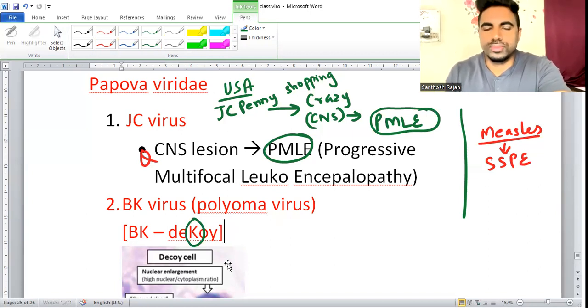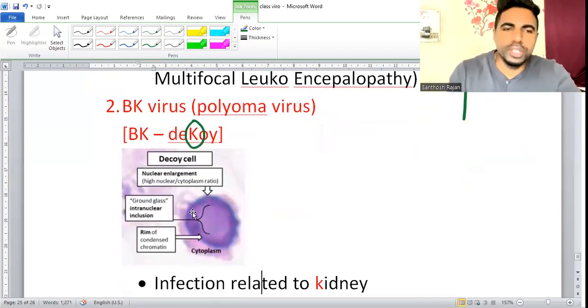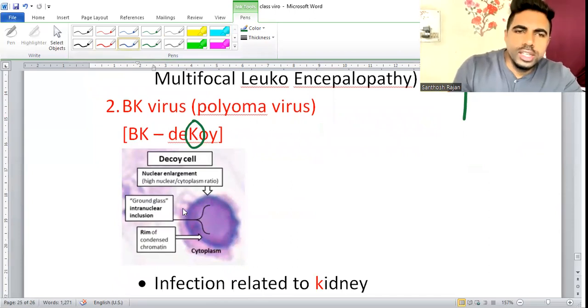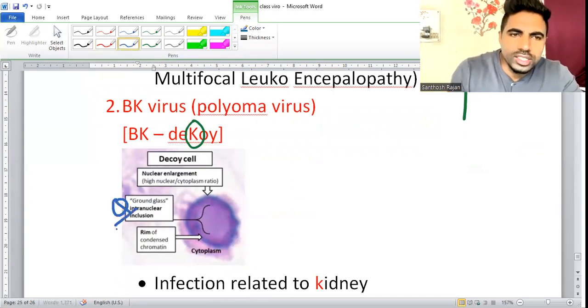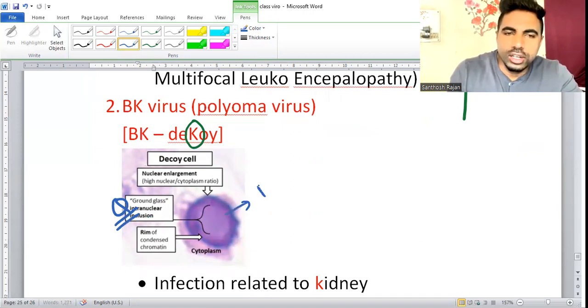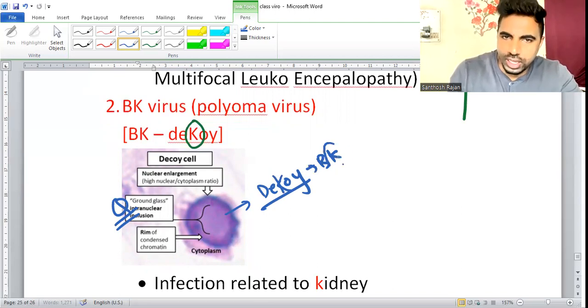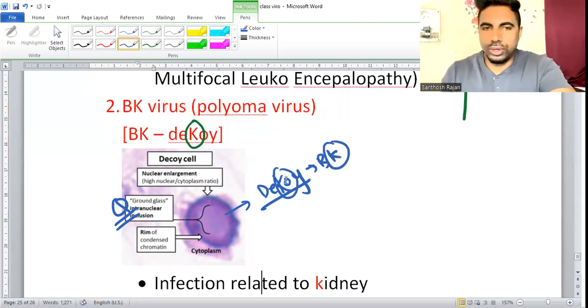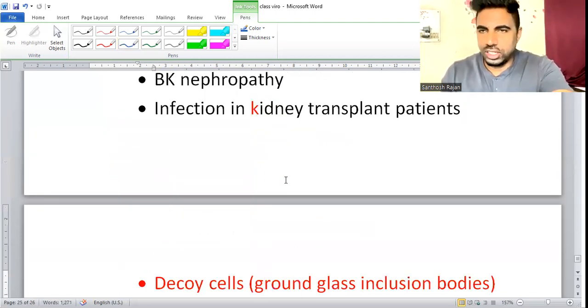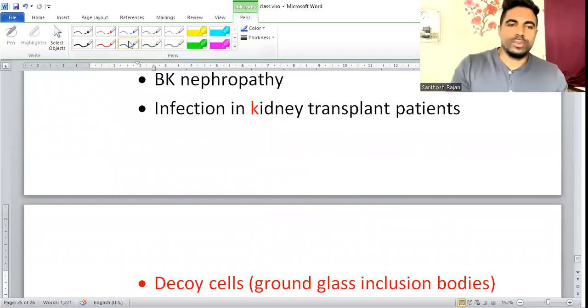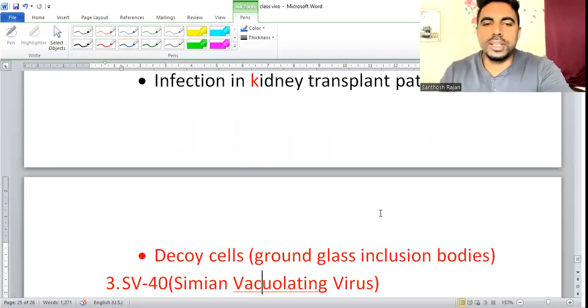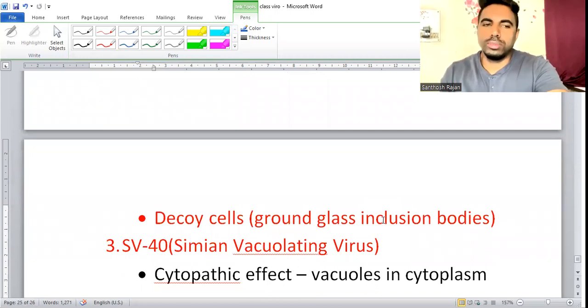And see in this picture, I don't know how important the picture is for the exam. The only thing is this ground glass appearance, this ground glass inclusion, is called the decoy cell. Decoy is in BK. Decoy, the C you make it a K. Decoy is in BK. Okay. So, as I already told you, this is related to the kidney, nephropathy, and transplant. The decoy cell is basically the ground glass inclusion body.